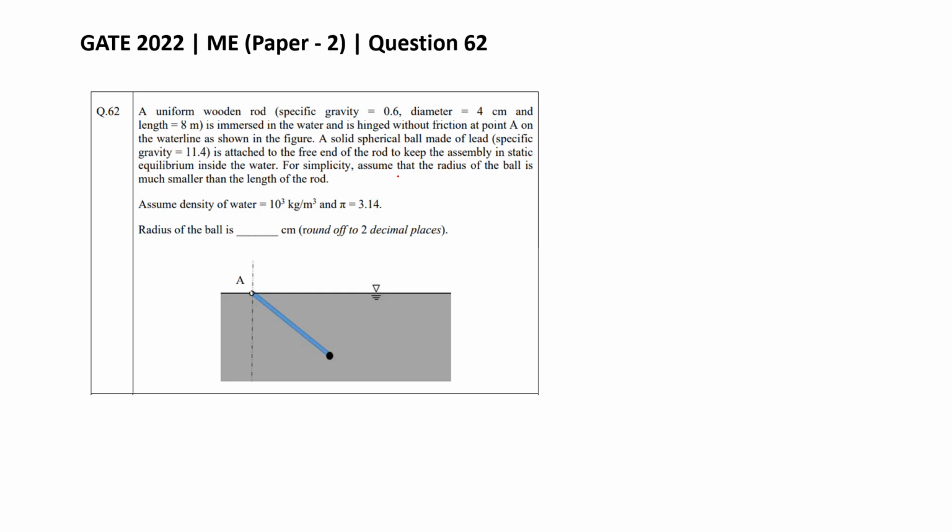Now for simplicity, assume that the radius of the ball is much smaller than the length of the rod, and assume the density of the water to be 10 raised to the power 3 kg per meter cube. And in the end, you have to find the radius of the ball.